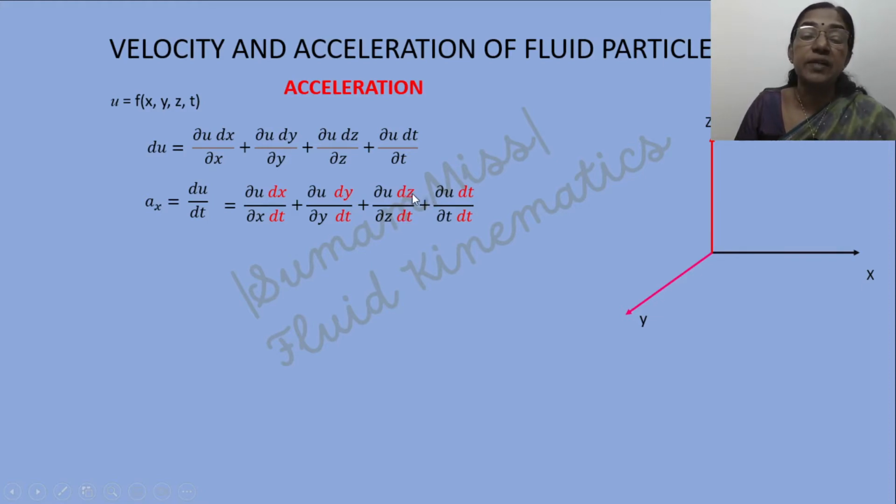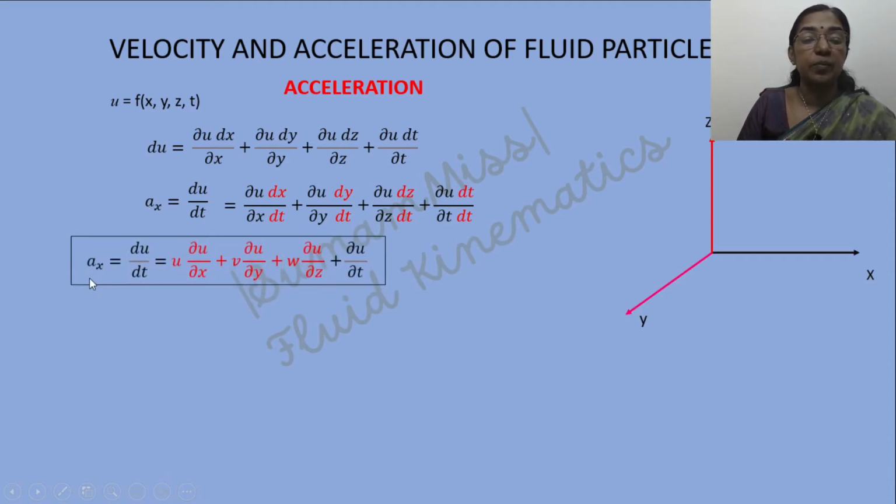So if you substitute the corresponding values of dx by dt and dy by dt and dz by dt, then the expression for ax can be written as ax equal to du by dt, that is equal to, this term is replaced by u, so u into dou u by dou x plus v into dou u by dou y plus w into dou u by dou z plus dou u by dou t. Correspondingly, we can write down the expression in y direction and z direction.